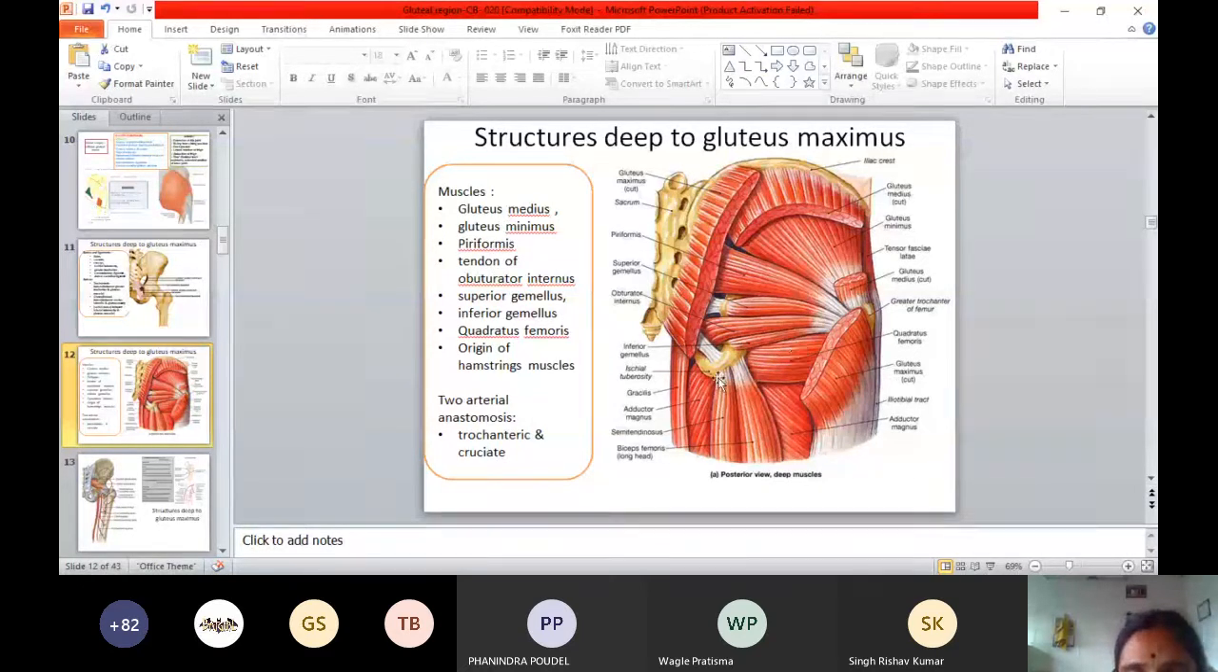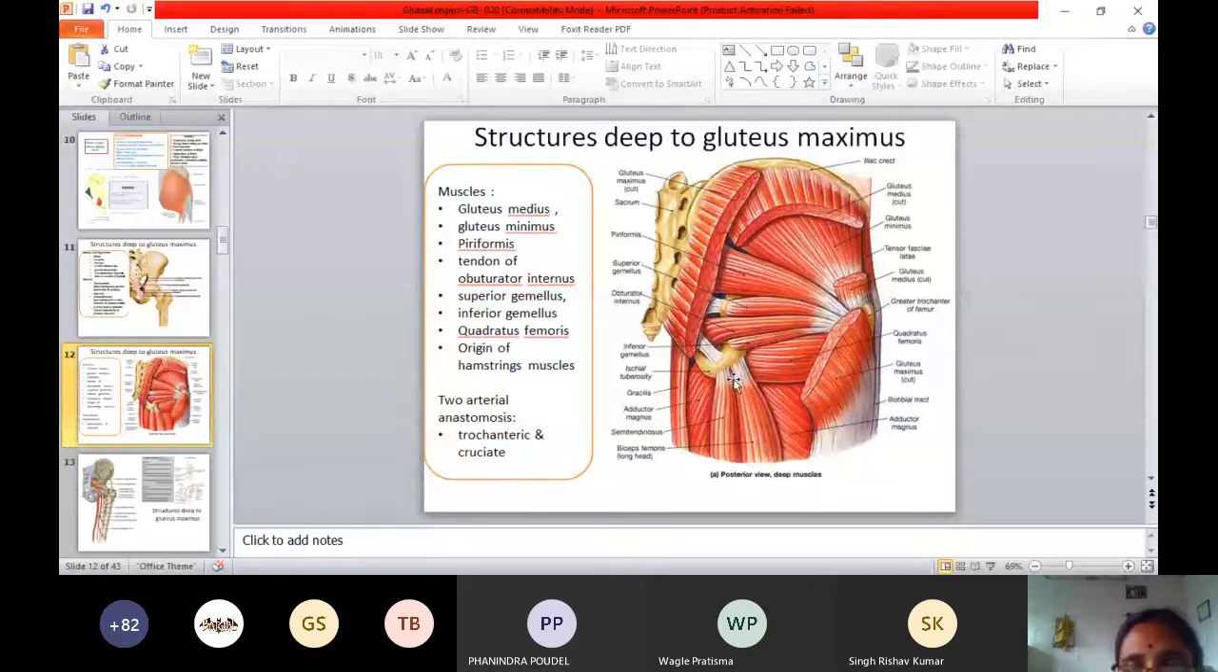Beside this, there is the origin of the muscle of the back of the thigh. This muscle of the back of the thigh is known as hamstring. Ham means thigh, string means like a thread. So this is the origin of hamstring muscle.